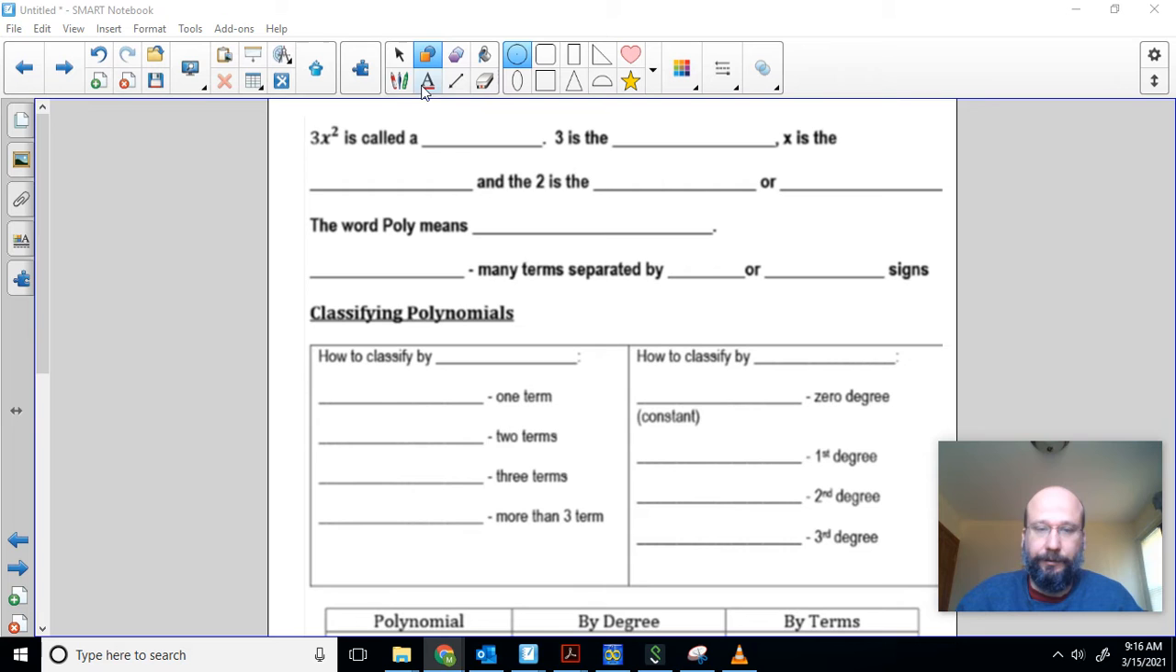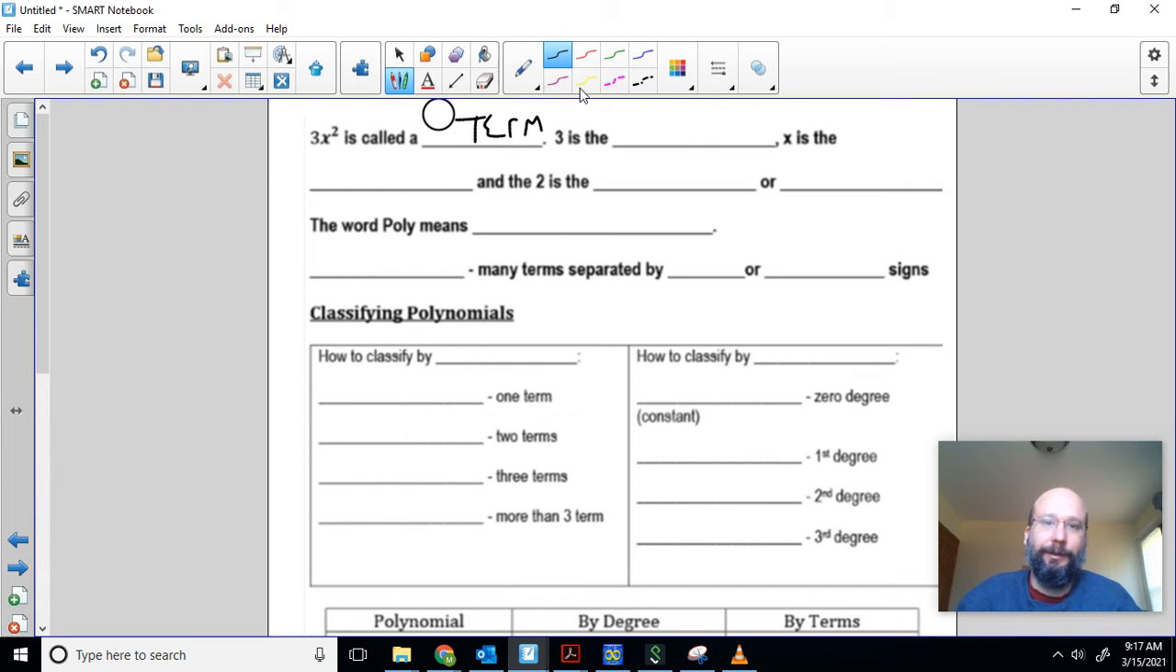Vocabulary related to polynomials. So 3x squared is called a term. And I'll explain term a little more in a second. Term. 3, you should know, that's the coefficient. Coefficient. X is the variable. And 2 is the exponent. So that's one term.